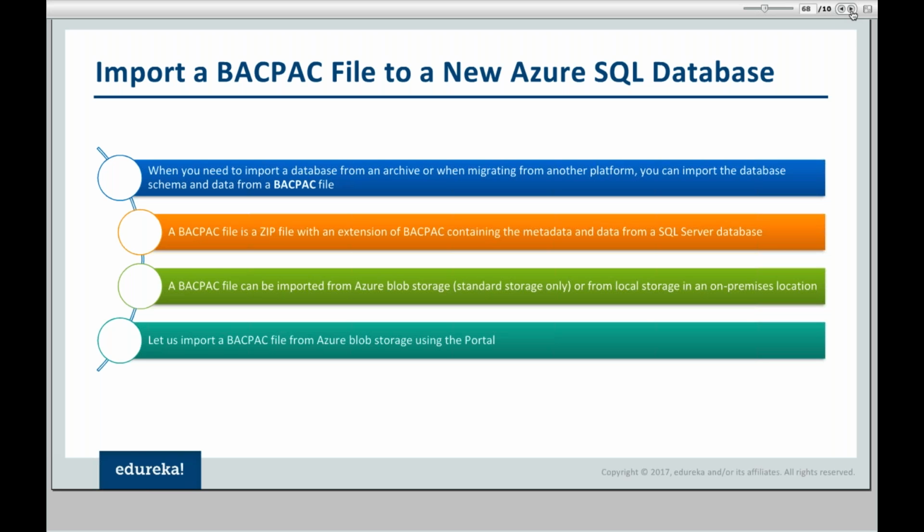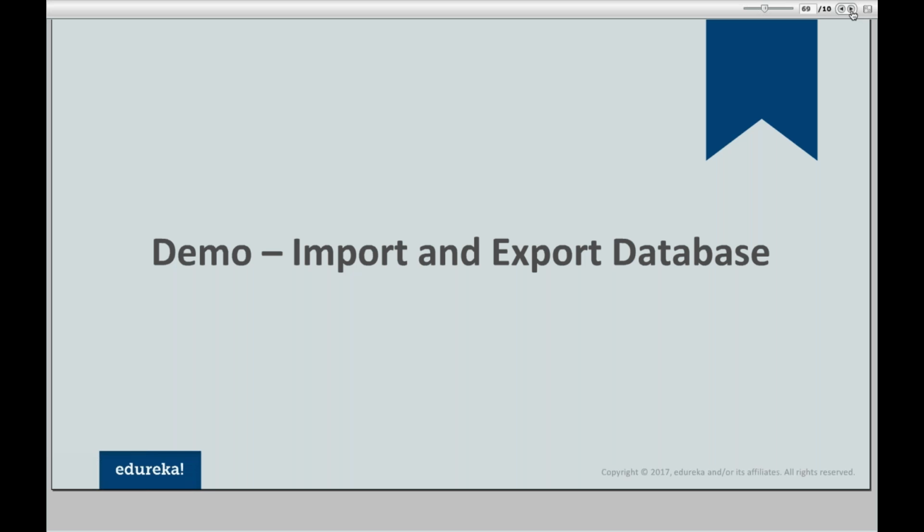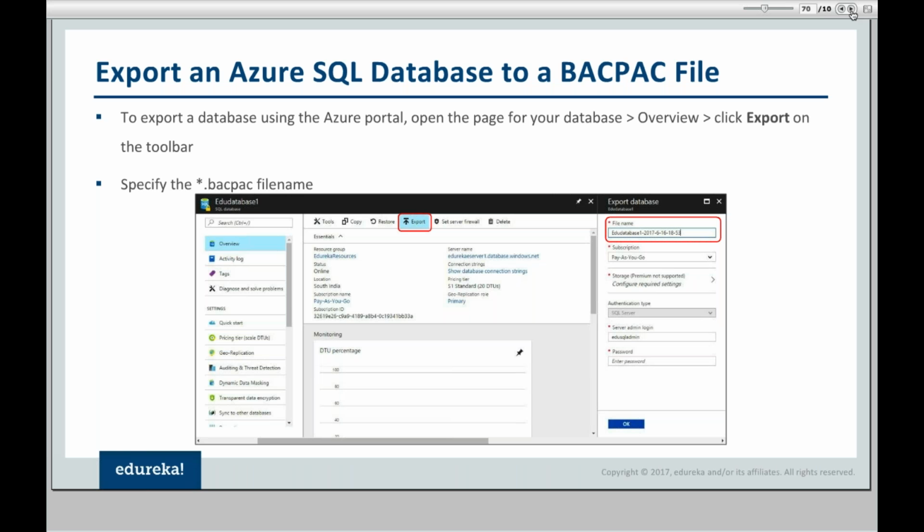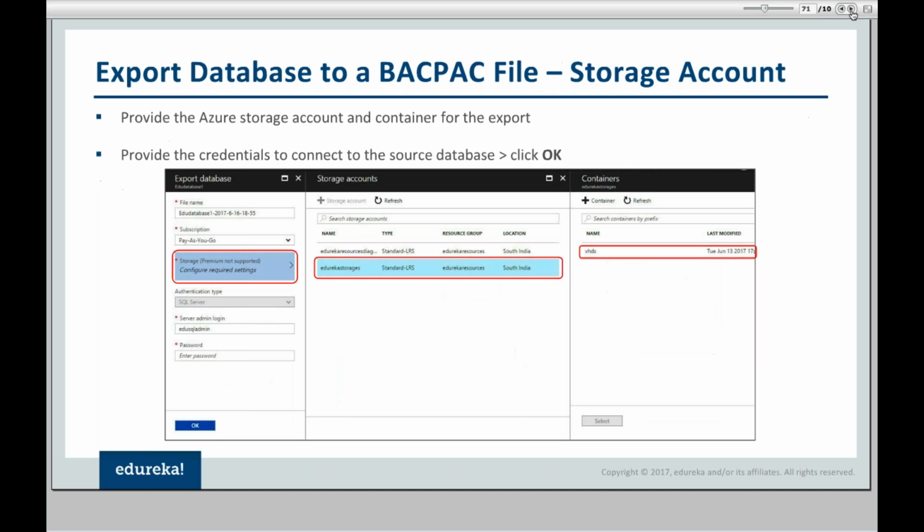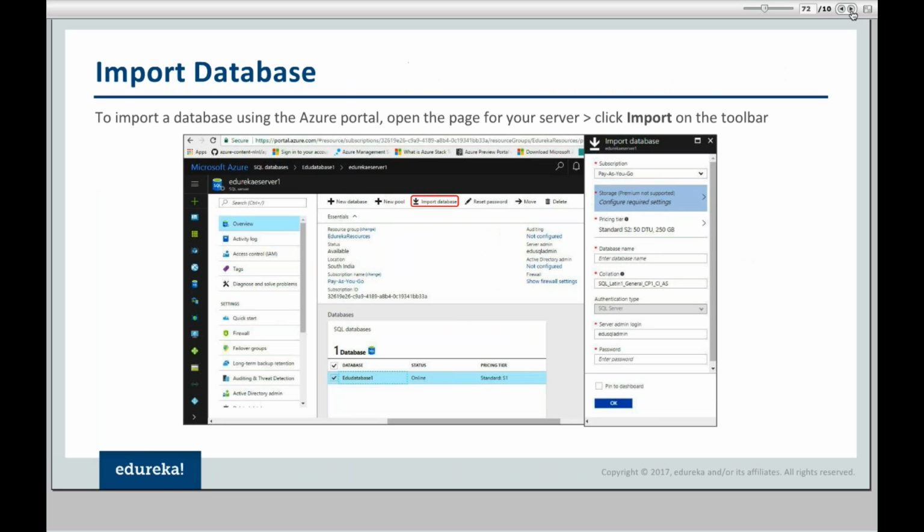The backpack file can be imported from the Azure Blob Storage or even from the local storage which you have in the on-premise environment. And you can put the backpack file on the Azure storage using the Azure portal here. So the backpack file is nothing but the backup that you're going to perform. To perform a demo of it, you can just go for the export. You can export the database towards any storage account, and then when you create a database, you can just try importing it. So it's all available on the cloud itself.